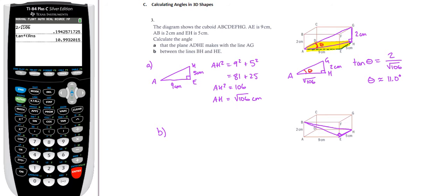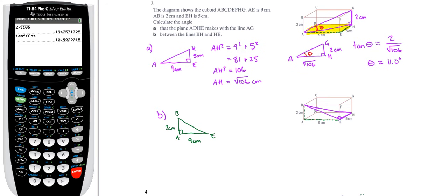And again, it's kind of a similar situation to question A. I know that the base of this triangle is 5, or one leg of this triangle is 5, but I don't know either of the other 2 sides. However, I can see another little triangle here on the front face of the prism. So in that triangle, I see B, A, and E. And that's a right angle triangle where I know BA is 2 centimeters and AE is 9 centimeters.